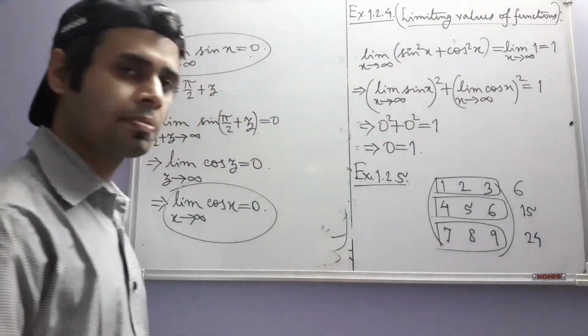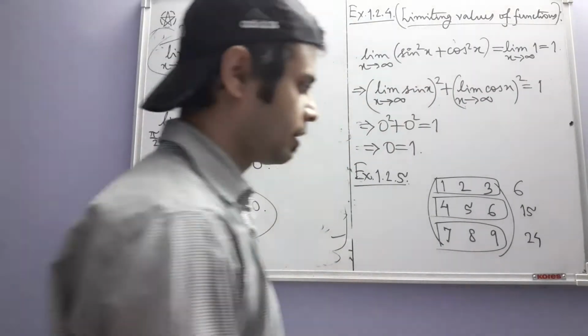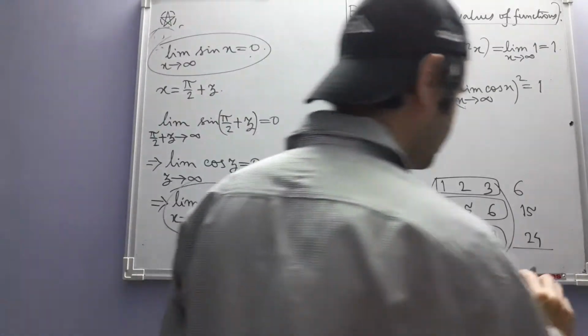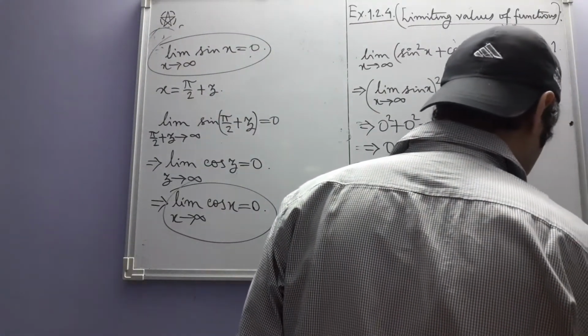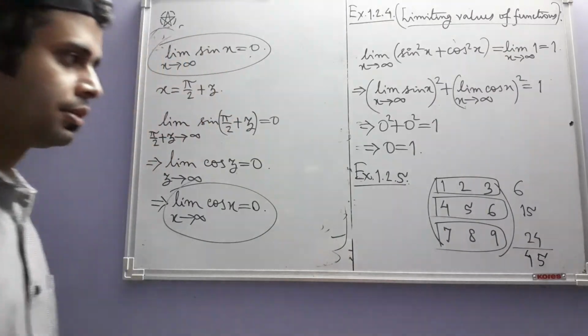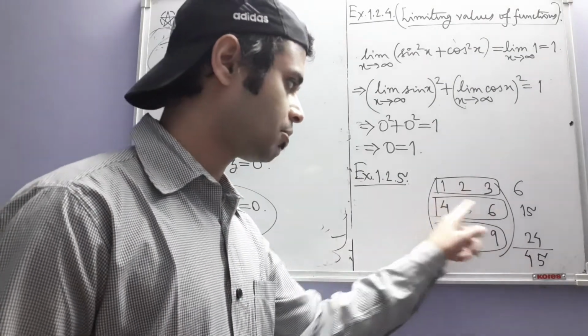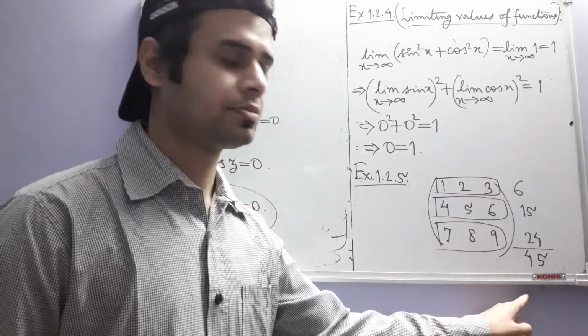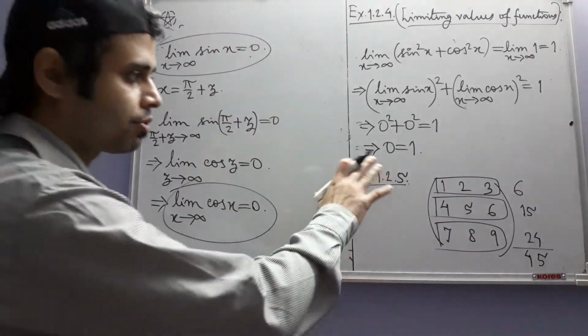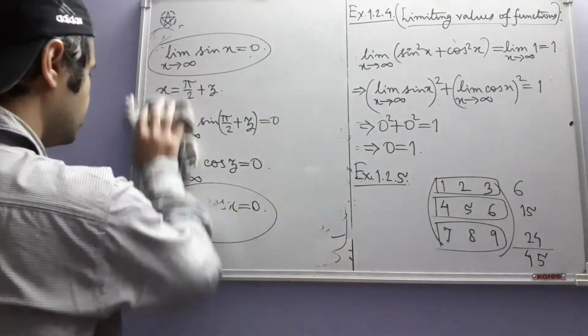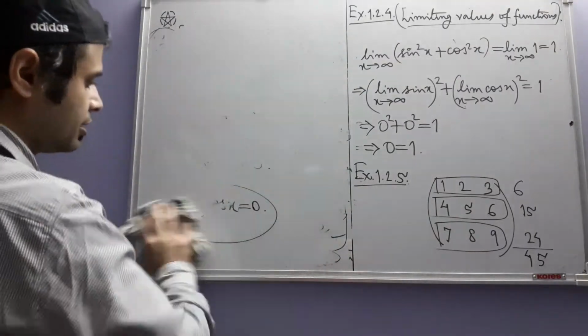24. Okay. Now if we add these row sums, what do we get? 45. So this is basically nothing but the sum of all the numbers.